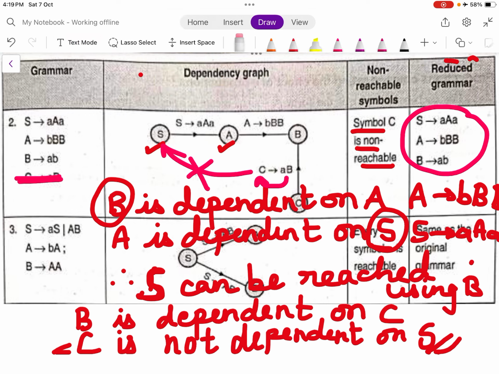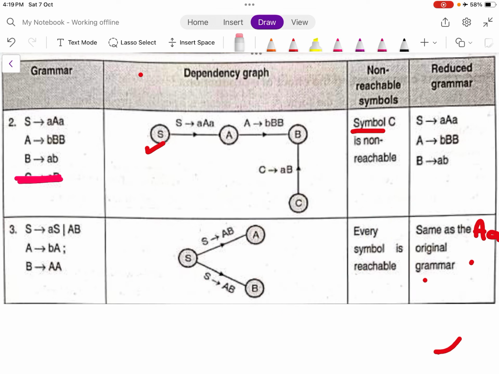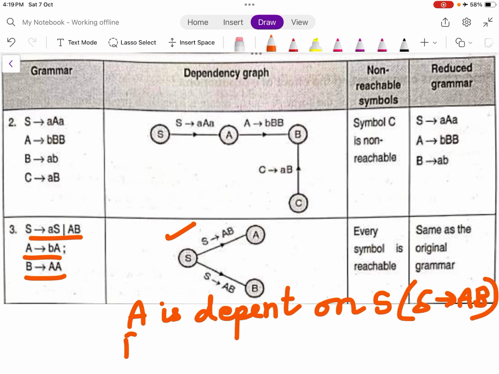Now let's see the next example. S gives AB, A gives BA, and B gives AA. So this is your dependency graph. If you see here, A is dependent on S. How do you understand this? Because of the production S gives AB.